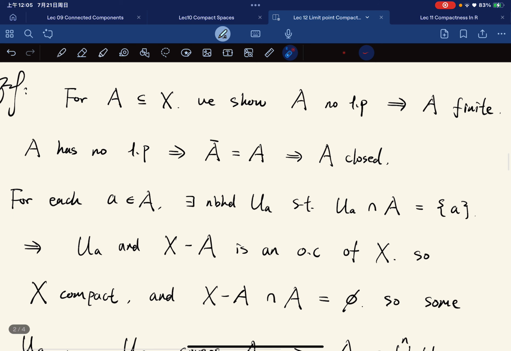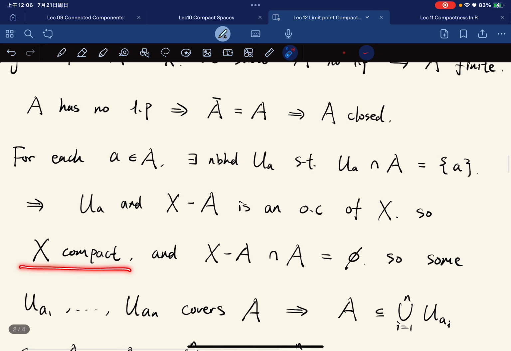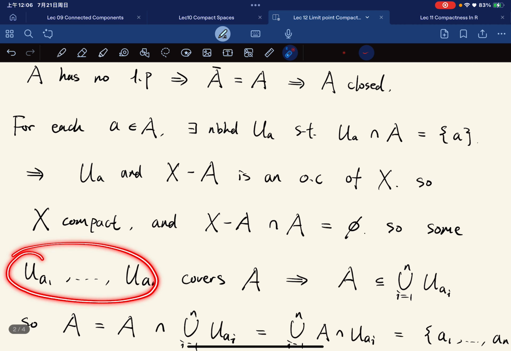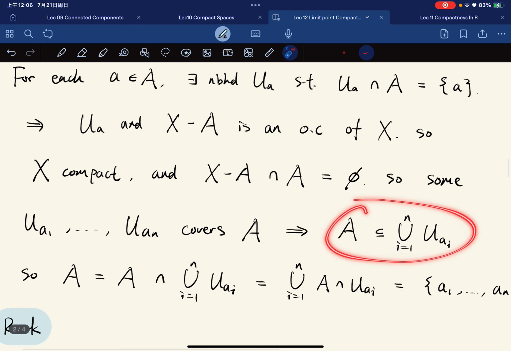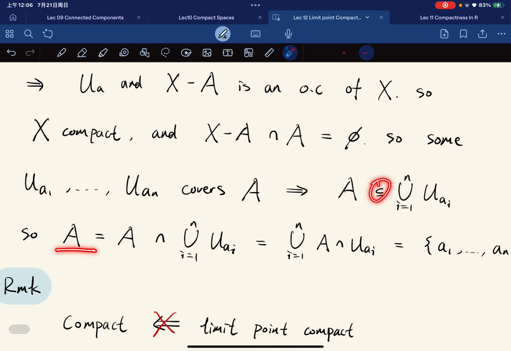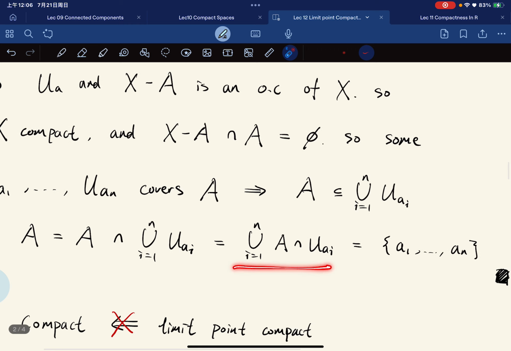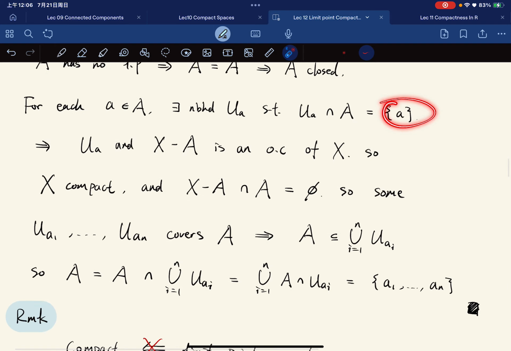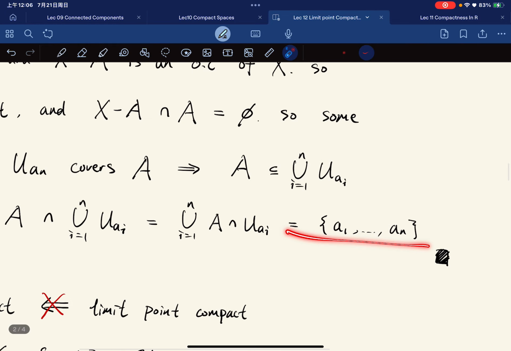Which means that we run through all the U_a, and also the open set X minus A, and this is an open cover of X. So as X is compact, and X minus A and A are disjoint, finitely many of them cover X, and so cover A. So A is equal to A intersect this union, and from here we use the distributive law, which is equal to this, and each of them intersects A in only one element. So A is really a finite set. Okay?